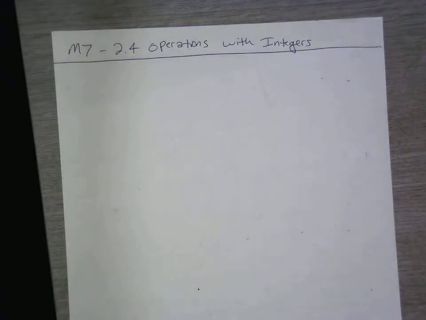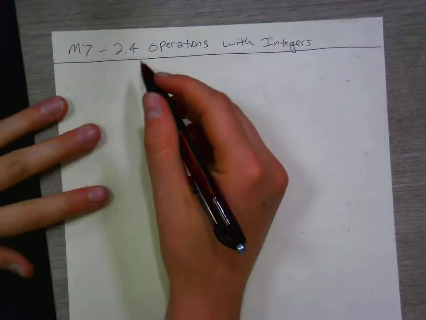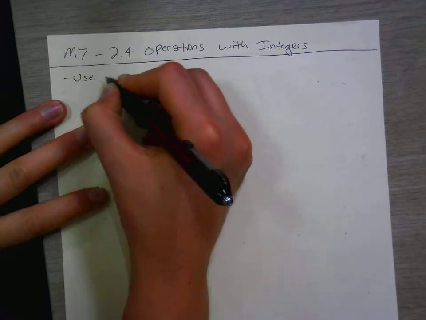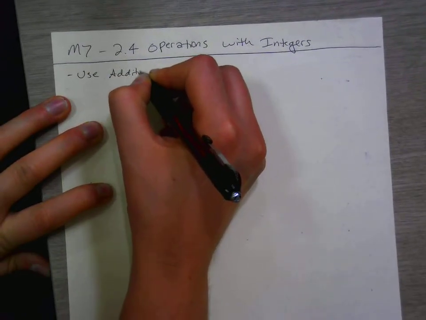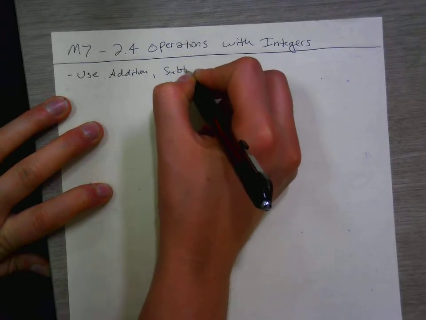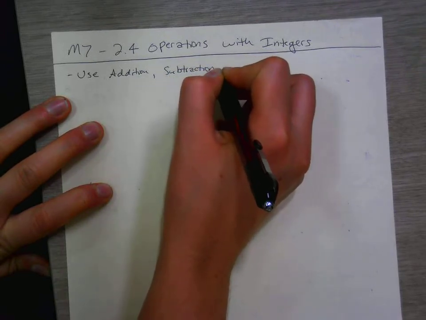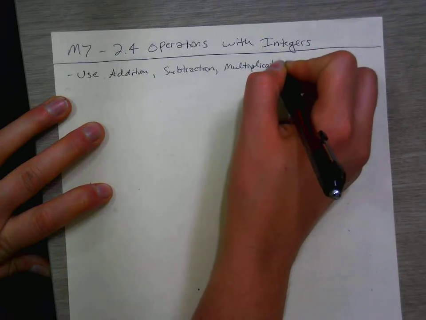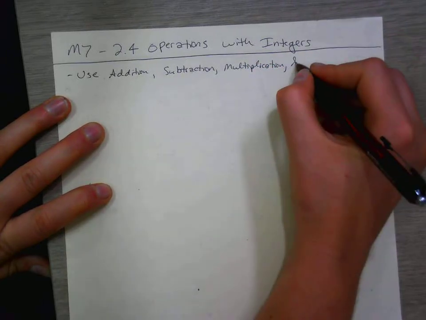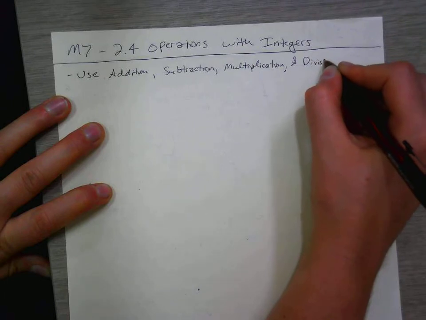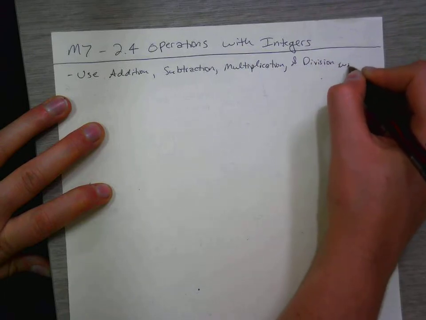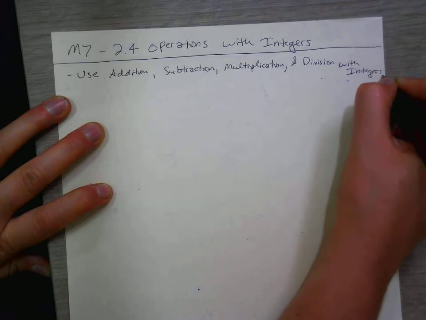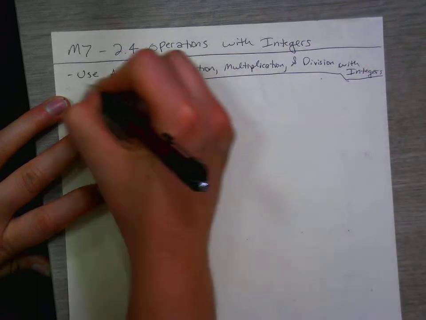This is Math 7, Section 2.4, Operations with Integers. First, we are going to use addition, subtraction, multiplication, and division with integers. So kind of putting it all together.